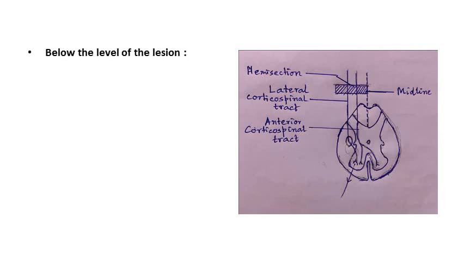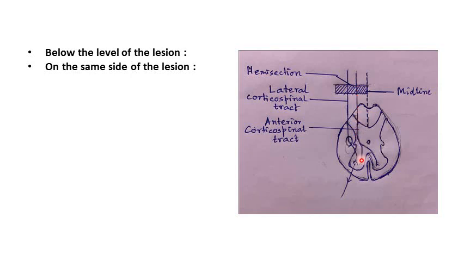Now here there is a diagram. Here we can see the level of the hemisection, and in this diagram we can see the descending lateral corticospinal tract coming like this. This is the lateral corticospinal tract coming like this, and here is the anterior horn cell neuron from which the fiber is coming down like this, and this is the anterior corticospinal tract.